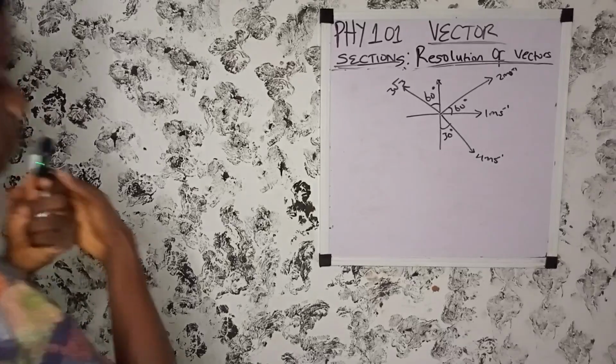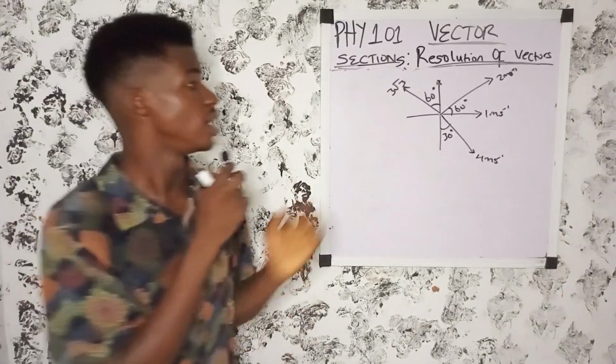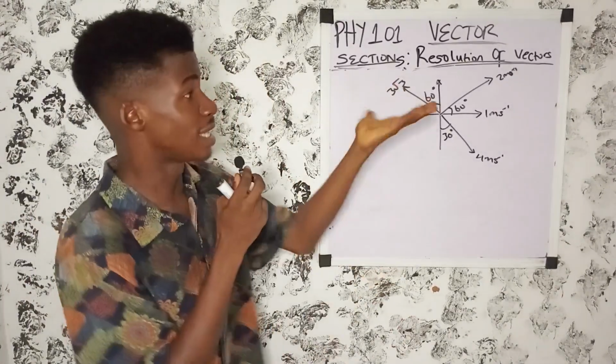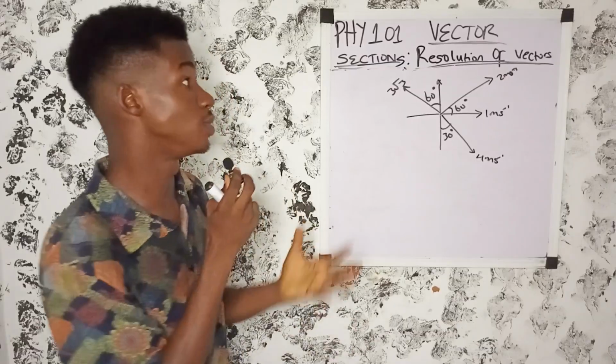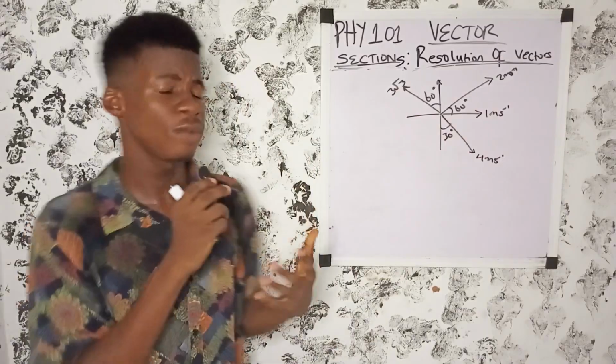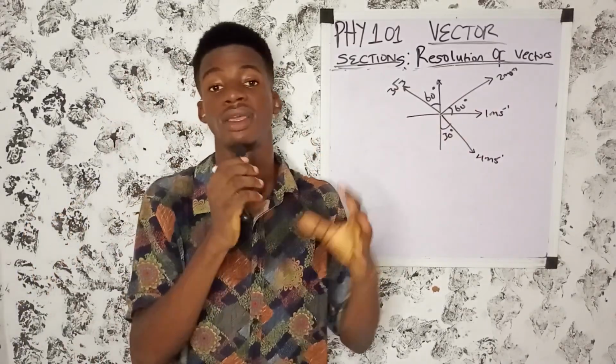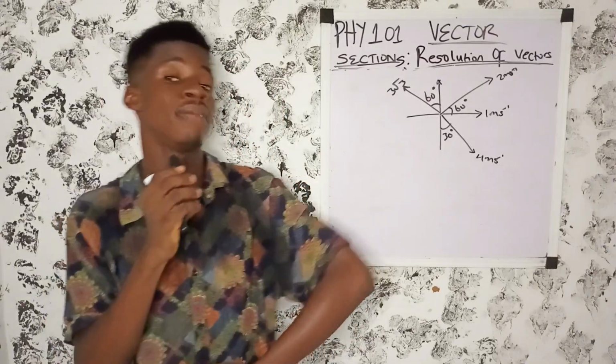Okay, so we'll move to the last part of this class, which is resolution of vectors. Now, this part is different from the method we have been using. This method can also be used to add vectors. Yes. Now, if you look in our previous classes, we have been adding two vectors together, even many vectors.